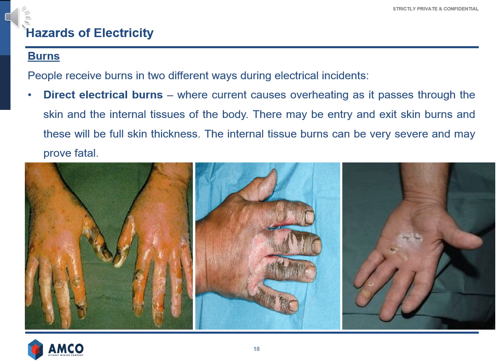People receive burns in two different ways during electrical incidents. Direct electrical burns, where current causes overheating as it passes through the skin and the internal tissues of the body. There may be entry and exit skin burns, and these will be full skin thickness. The internal tissue burns can be very severe and may prove fatal.